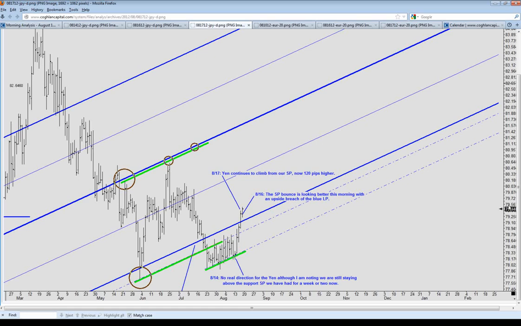So there you go. Hope this has been useful in showing you some of the types of turns that we're able to identify on a daily basis in currencies, precious metals, and the indices.